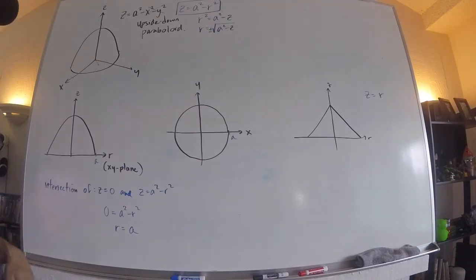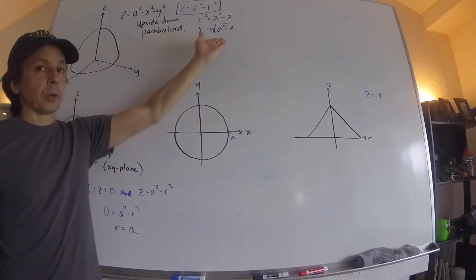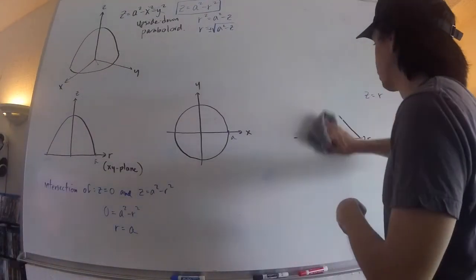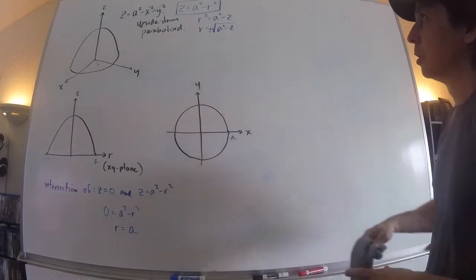I don't think doing it with r first is going to work. So I think the only reasonable way I can think of right now is doing z first.